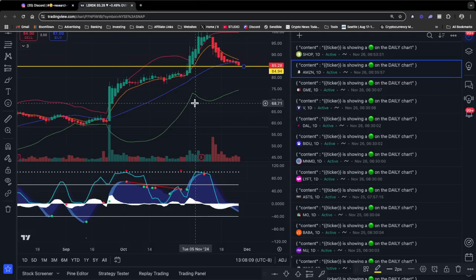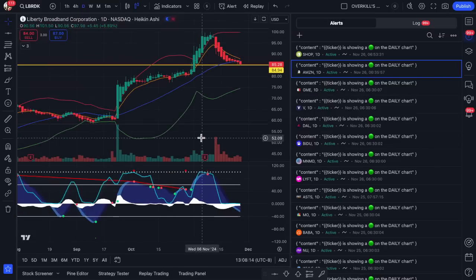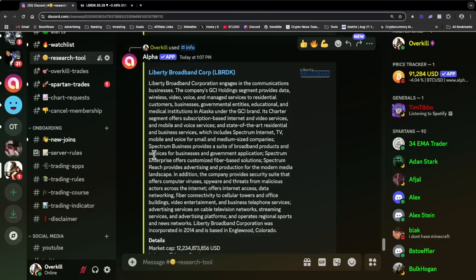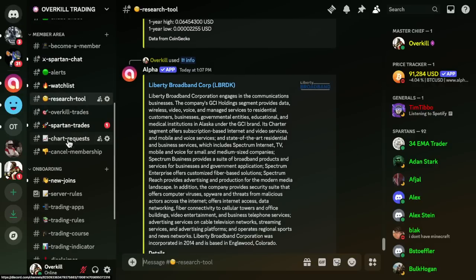Cool. Okay, I like the pullback here too. Just wait on the green dot on that one, but that one looks really good. This looks like a really, really good setup here on LBRDK. And you guys can use this research tool for yourselves, by the way, over there.